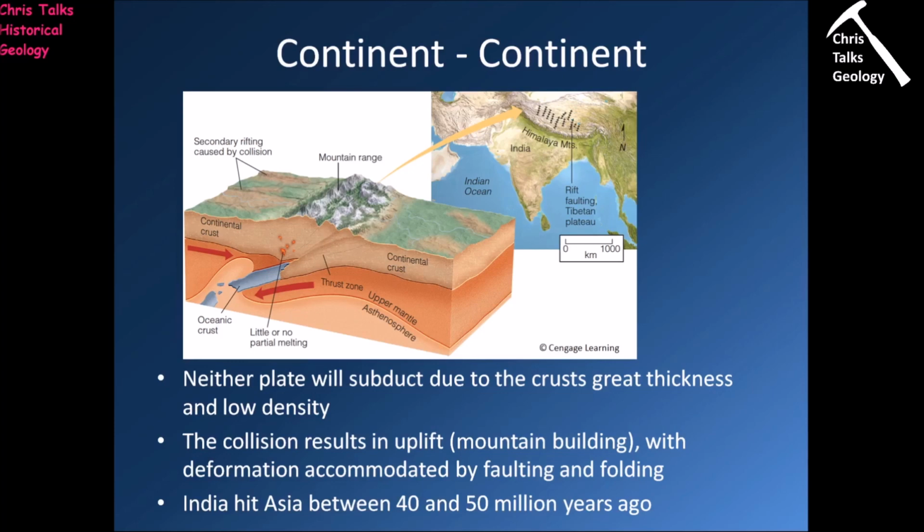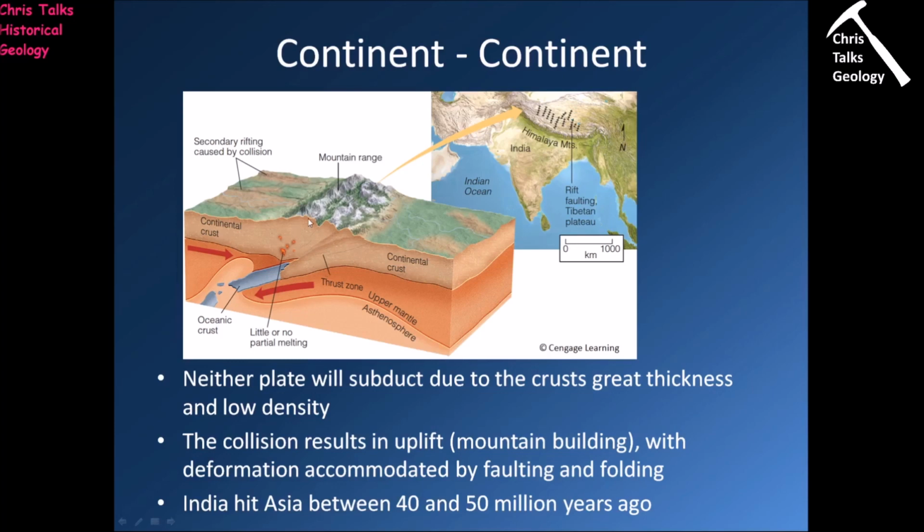The classic example of a continent-continent collision is the Himalayas. We have India moving north and Asia moving south, and they eventually end up smashing into each other, which leads to the formation of the Himalayan mountains. The formation started about 50 to 40 million years ago, give or take a bit. Where these two pieces of crust smash into each other, crust gets pushed up to create the topographic high.